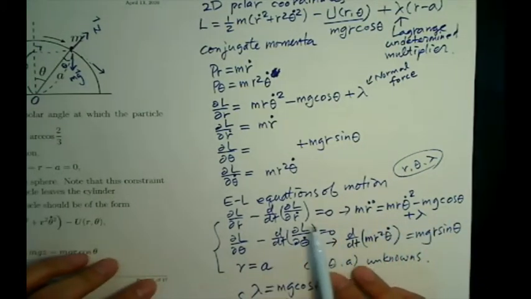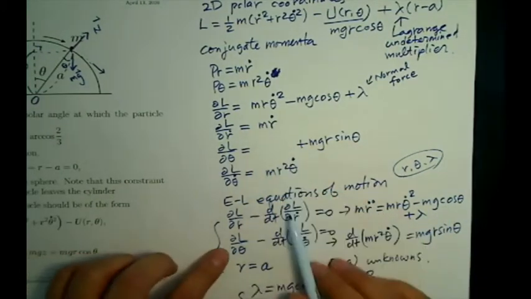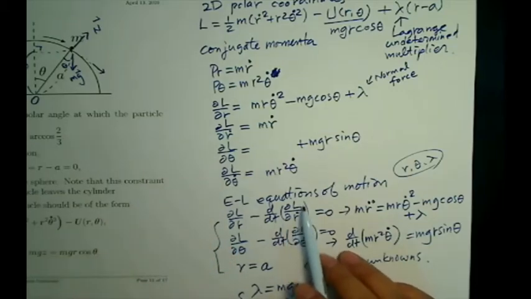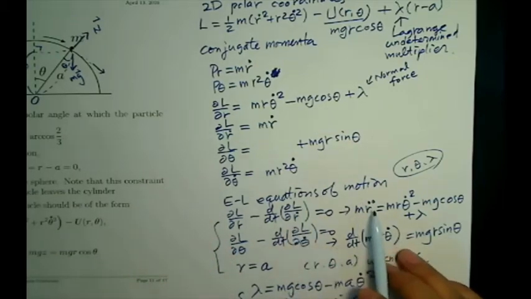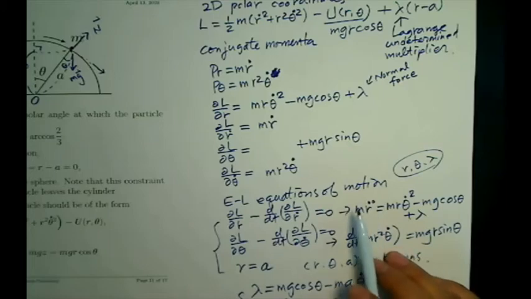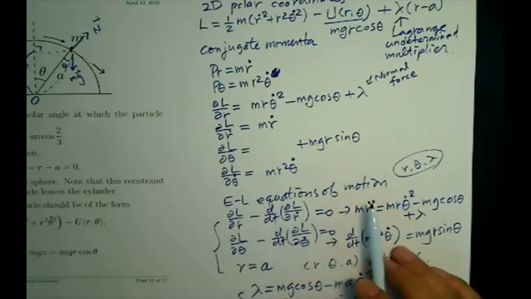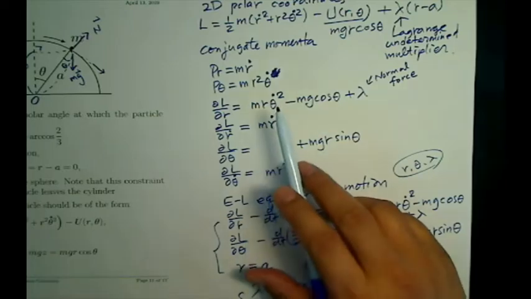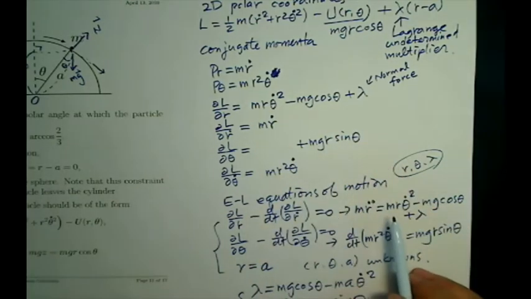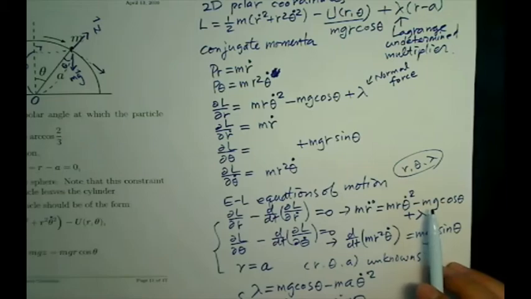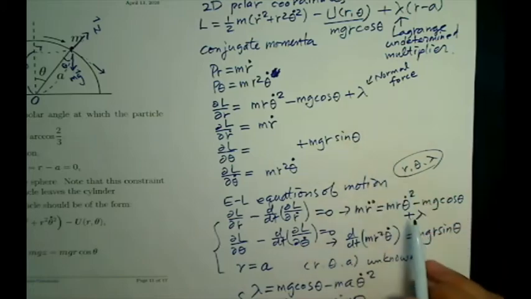Now, this is this one. The conjugate momentum is m r dot, and its time derivative is m r double dot. And we have the centrifugal force, the radial component of the gravitational force, and the normal force.